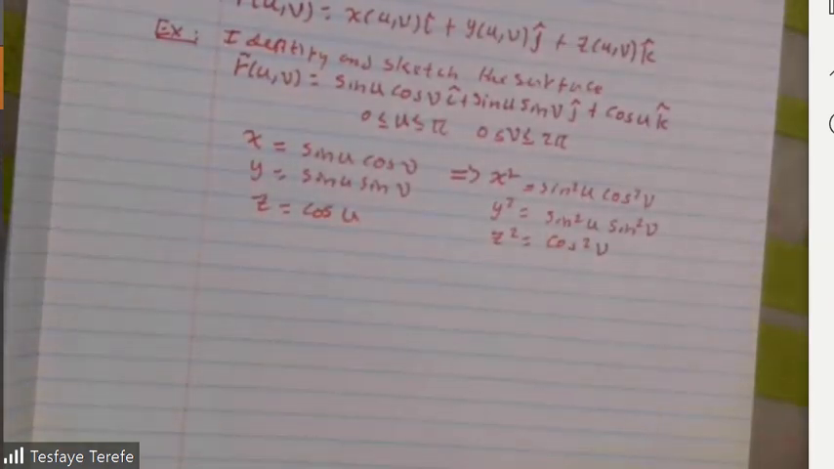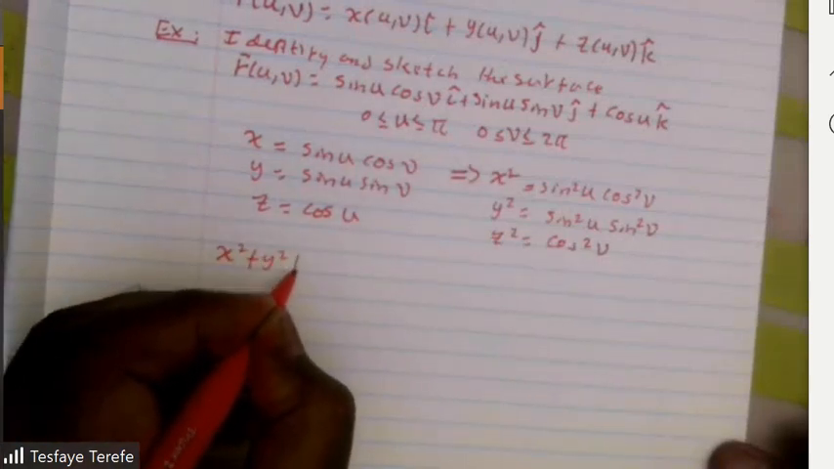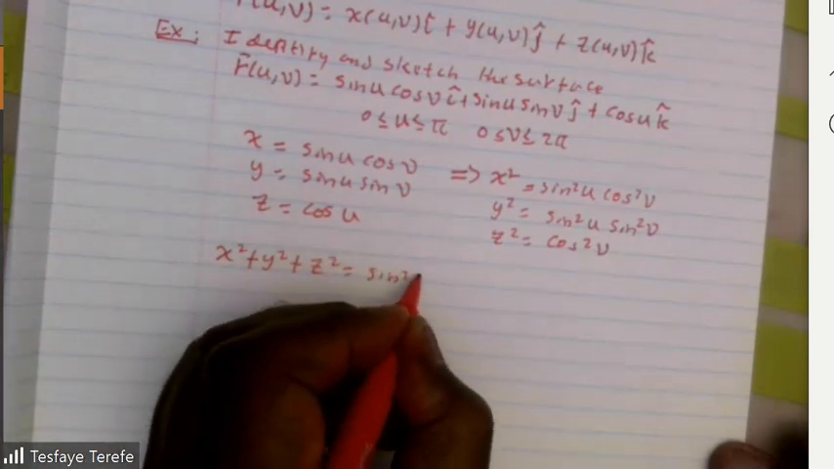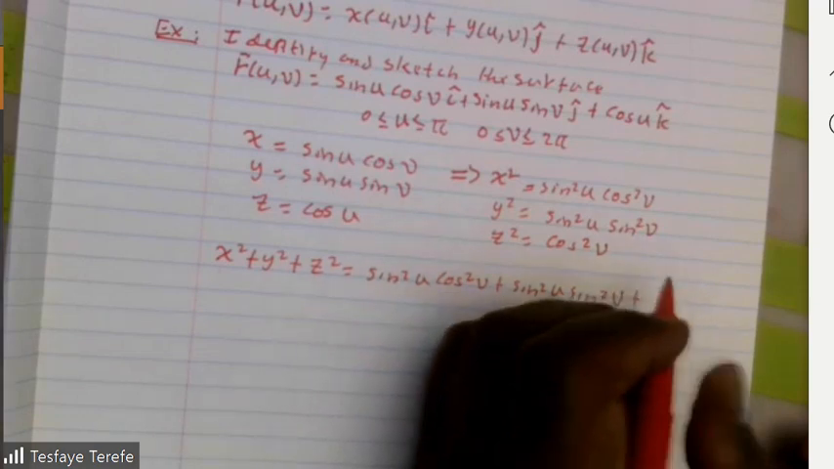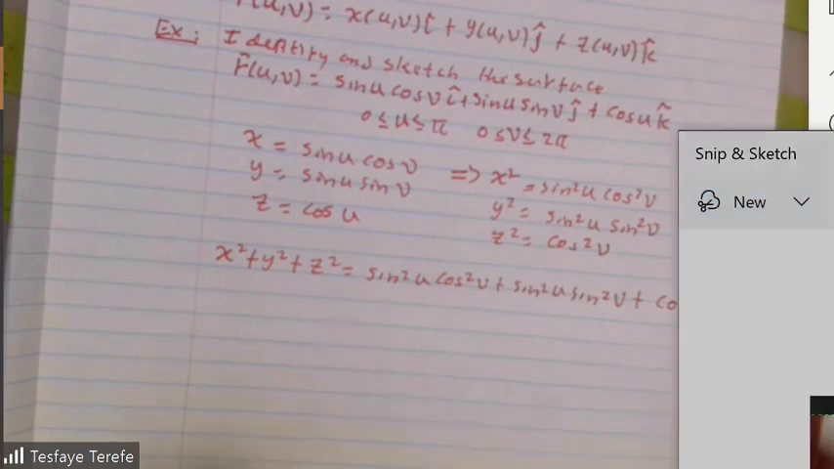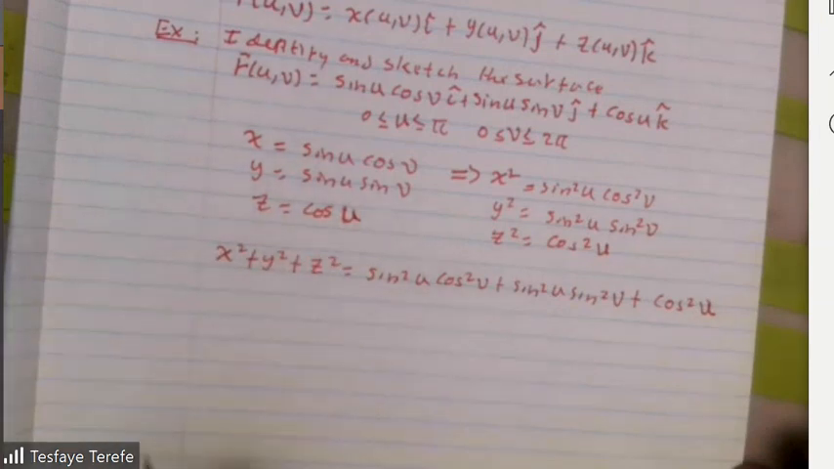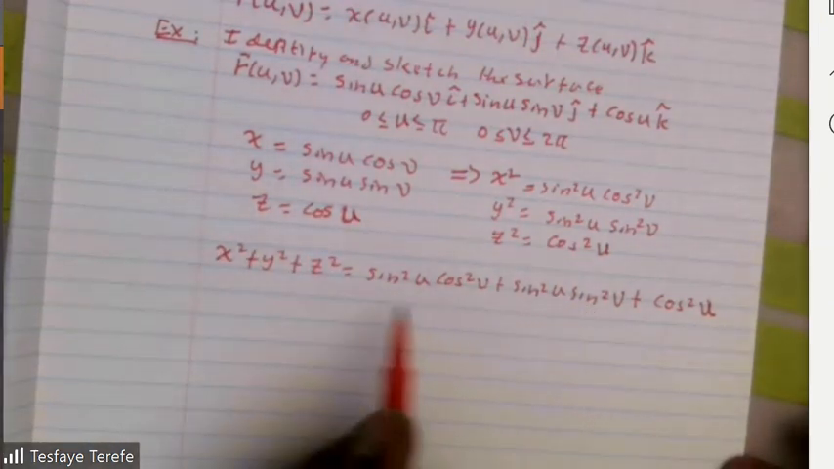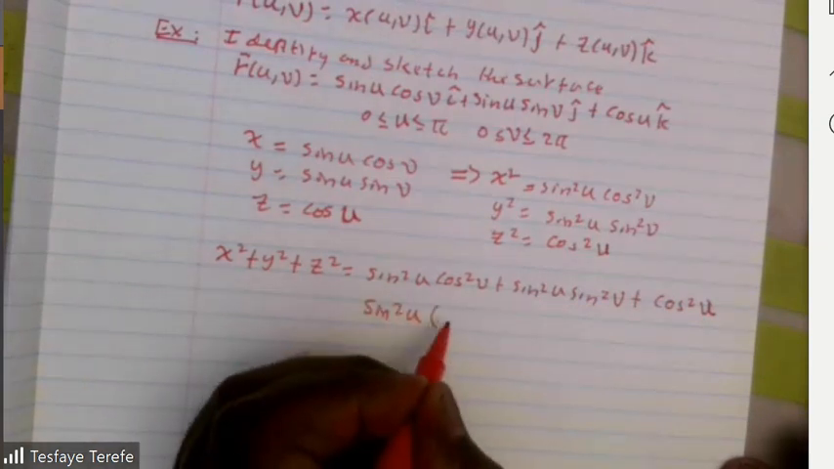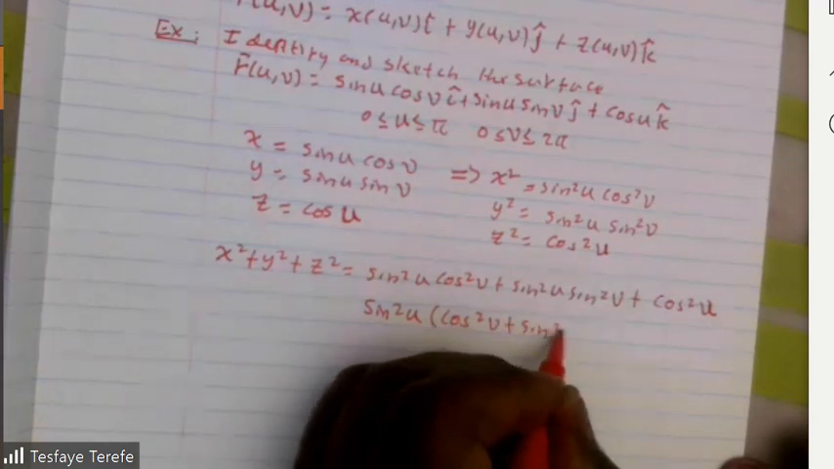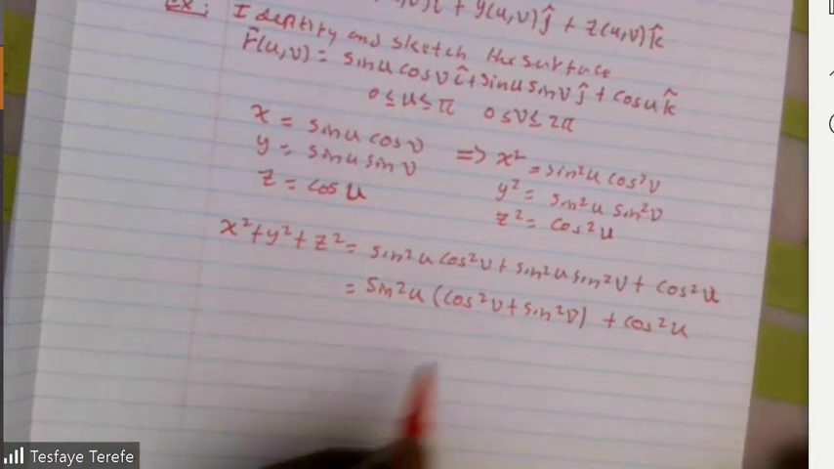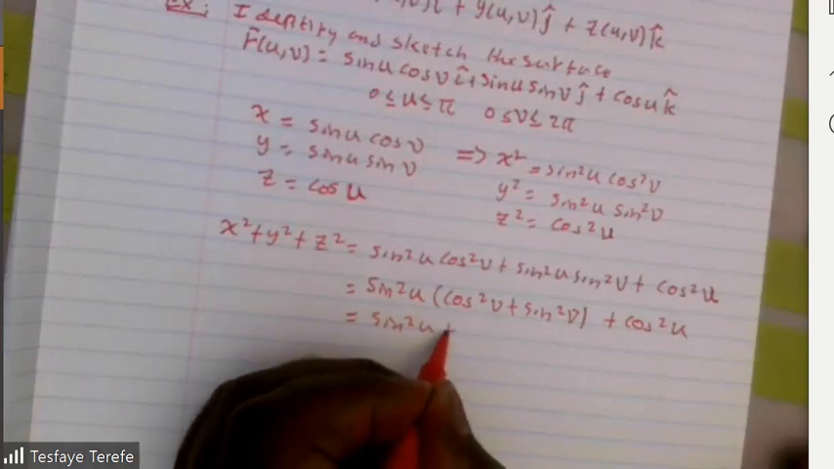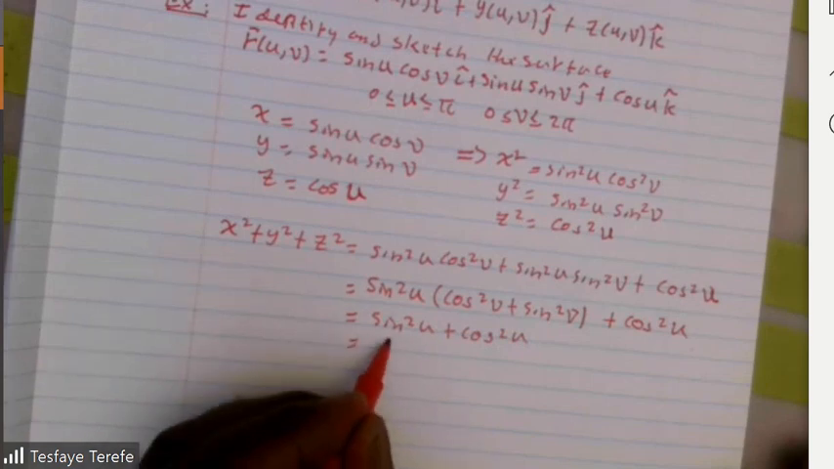Is it clear so far? You have done this all the time. And then let us add: x squared plus y squared plus z squared equals sine squared of u cosine squared of v plus sine squared of u sine squared of v plus cosine squared of u. All right. If you see these two terms, sine squared of u is a common factor, and I have cosine squared of v plus sine squared of v plus cosine squared of u. And this one is 1. As a result, you have sine squared of u plus cosine squared of u, and this one is also 1.